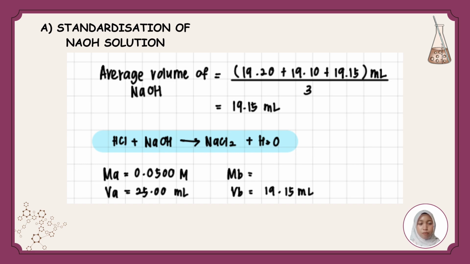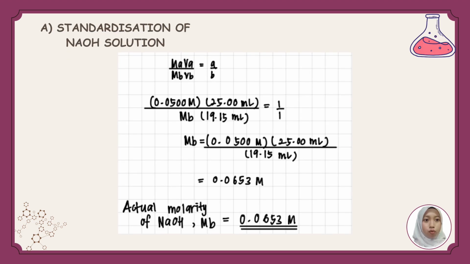In the given data, MA is 0.05 M, the molarity of HCl, VA equals 25 ml, the volume of HCl, and VB is 19.15 ml, the volume of NaOH used. We use the titration formula MAVA over MBVB is equal to a over b. To find the molarity of NaOH, MB, we rearrange the formula and we get the standardized concentration of NaOH, which is 0.0653 molar.